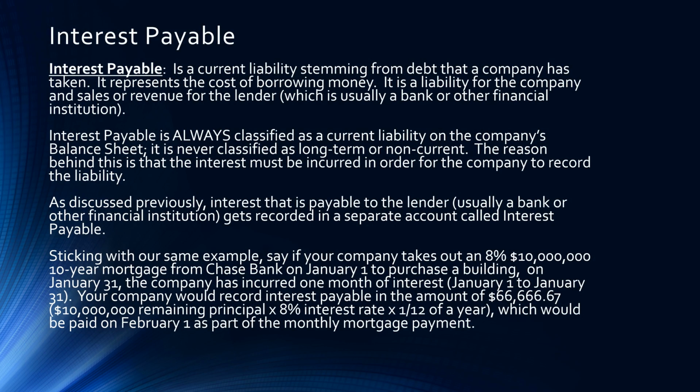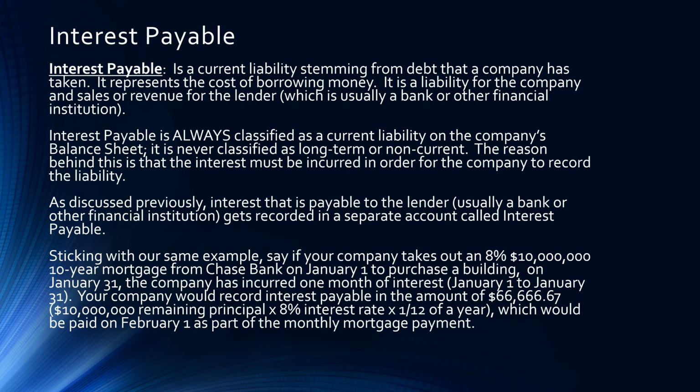Interest payable. Interest payable is a current liability stemming from debt that a company has taken. It represents the cost of borrowing money. It is a liability for the company that's borrowing the money, and it's sales or revenue for the lender, the bank or the financial institution that's actually lending out the money.